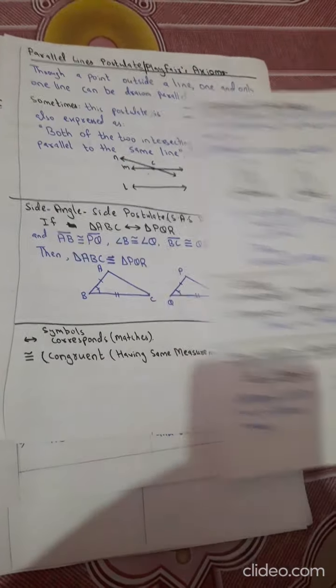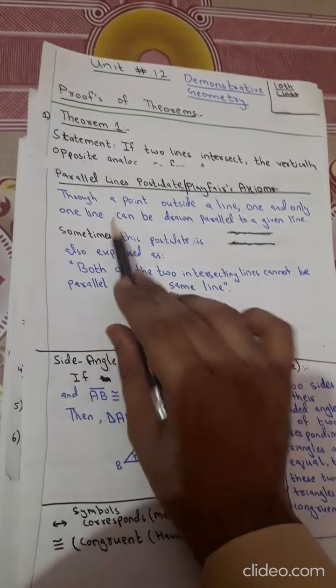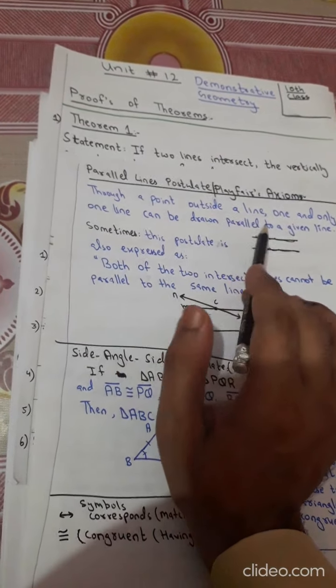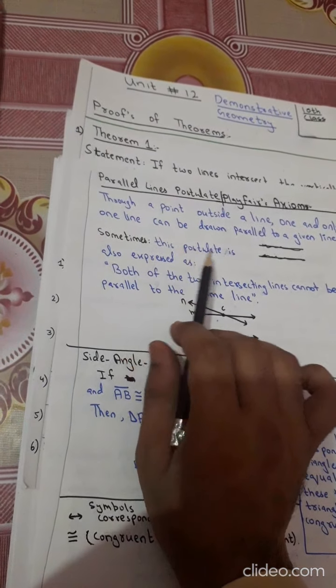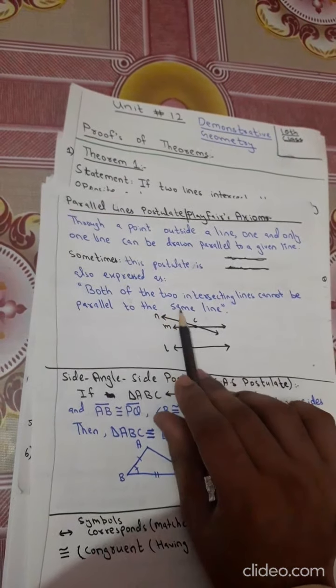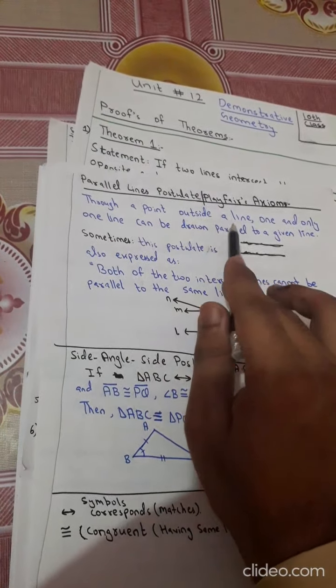The other definition is the parallel lines postulate, or Playfair's axiom. Through a point outside a line, one and only one line can be drawn parallel to a given line. Sometimes this postulate is also expressed as: two intersecting lines cannot both be parallel to the same line. I start explaining the first one, through a point outside the line.